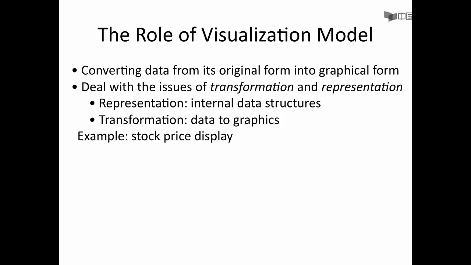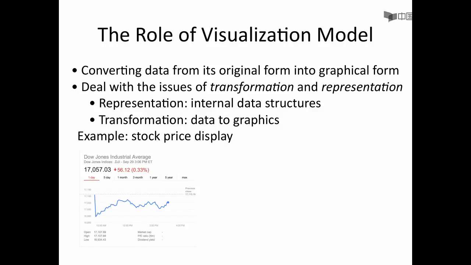Now let's look at an example using stock prices. The image on the left is the Dow Jones Industrial Average value on a particular day. Clearly, for the Dow Jones Industrial Average, there is a sequence of numbers. Now you want to display the numbers in a plot because that's the easiest way for people to understand the ups and downs of the Dow Jones stocks. So what does the visualization model do for us?